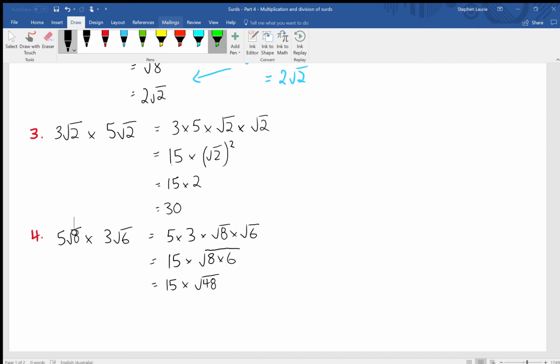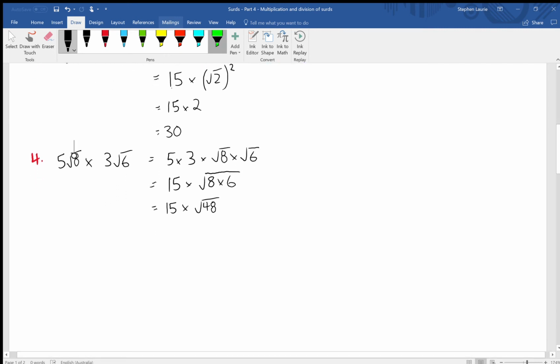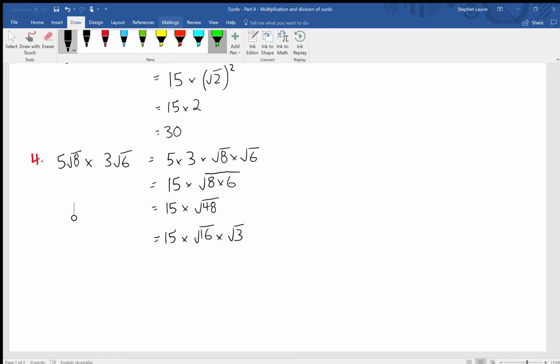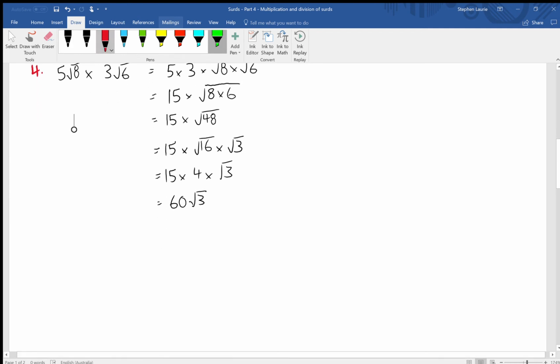Now we need to look at the square root of 48 and simplify. We're looking for the highest square number that goes into 48, and that is 16. 16 goes into 48 3 times, and the square root of 16 is 4. 15 times 4 is 60, and so our most simple answer is 60 root 3. Alright, 2 examples to go.